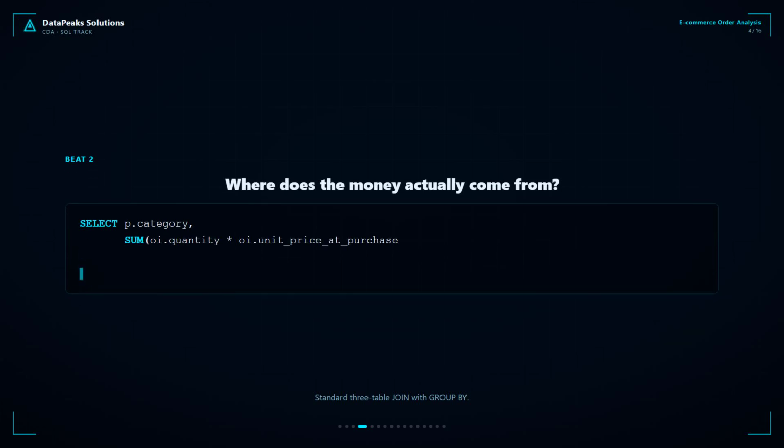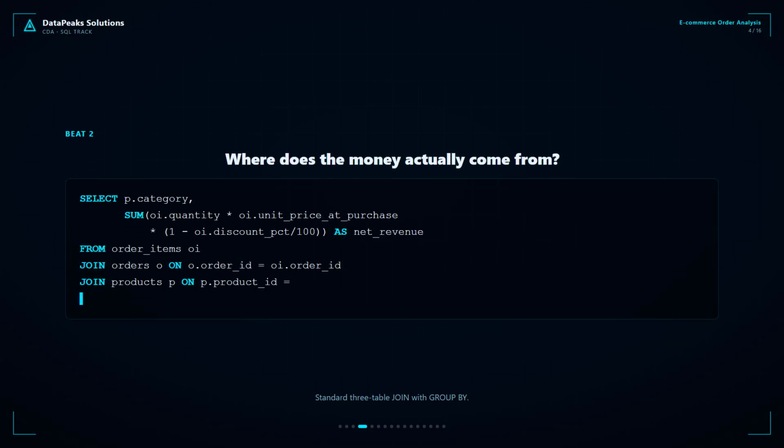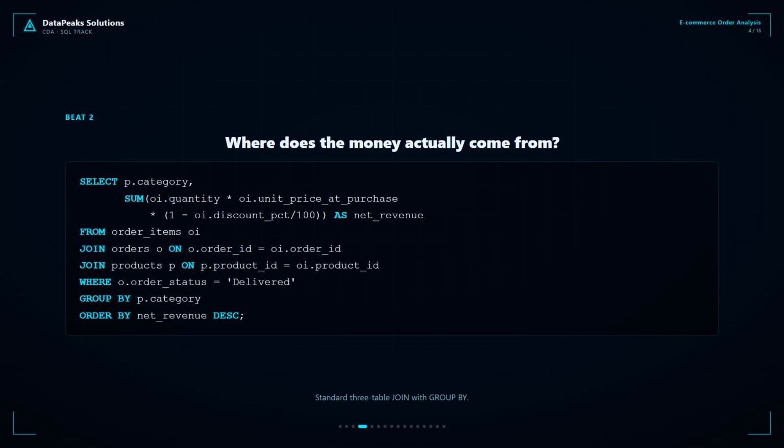Every company asks one question. Where does the money actually come from? SQL has the answer. We join the orders, order_items, and products tables, calculate net revenue by multiplying quantity with unit price, subtract discounts, filter only delivered orders, and group everything by product category. Finally, we rank the categories by revenue.